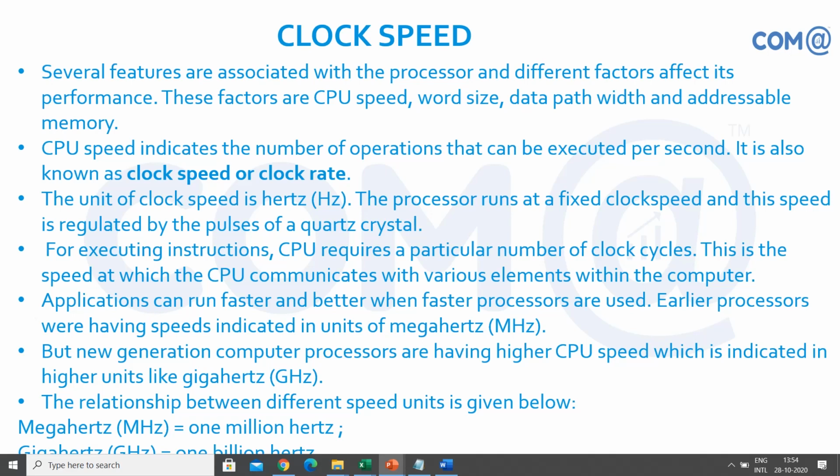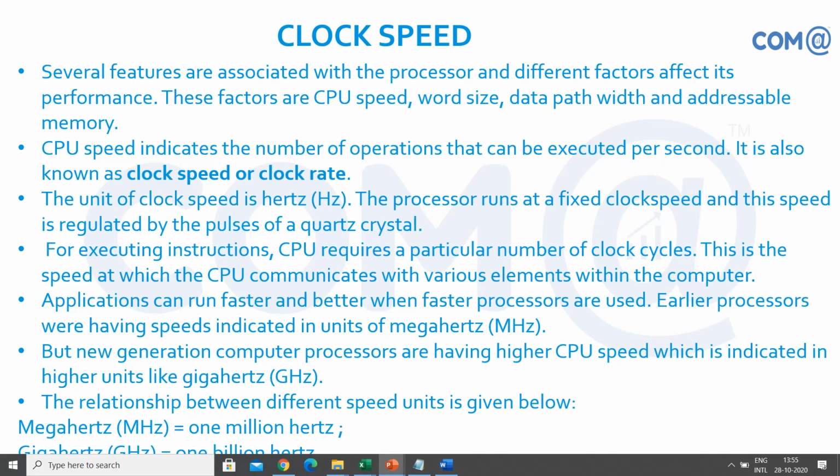The unit of clock speed is hertz. It's a frequency, right? So we call it hertz. For executing an instruction, the CPU requires a particular number of clock cycles. It will be defined for each processor. It will be different for each component, so we have to see it and match it. If we have an unmatched component, then the functioning of devices will not be as good as expected. Applications can run faster and better when faster processors are used.